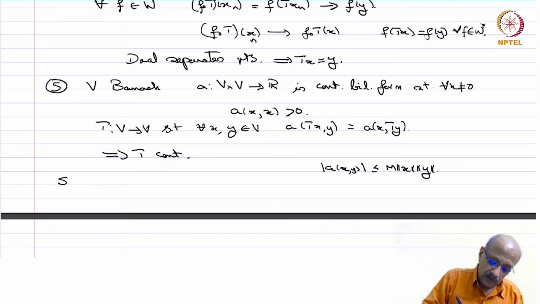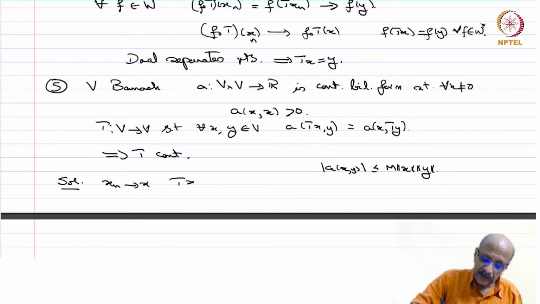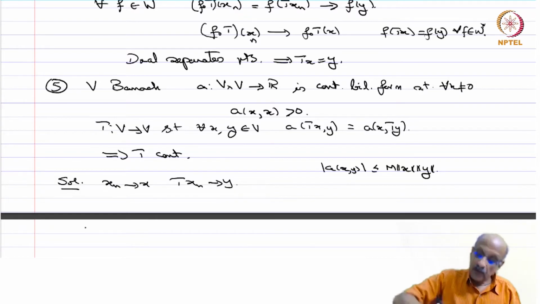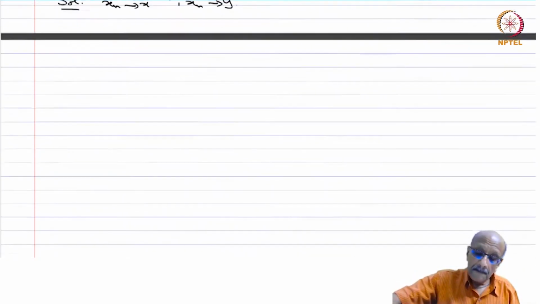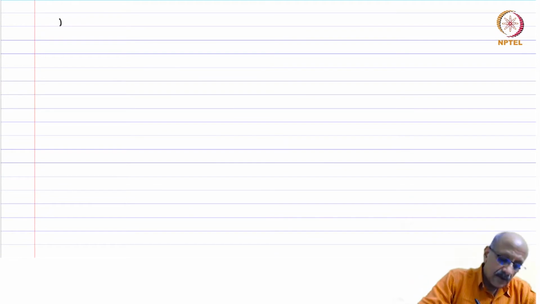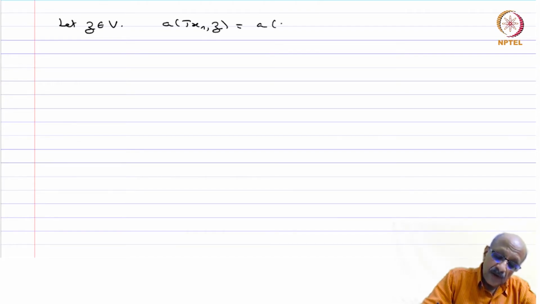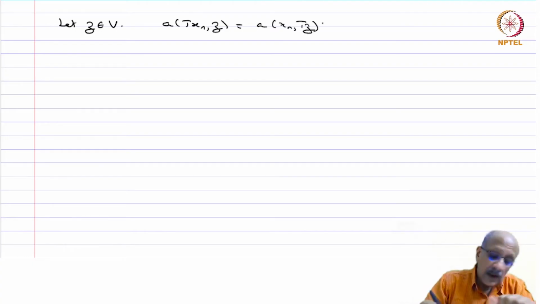So solution. So xn goes to x, and let us assume that T xn goes to y. So let z belong to V. So then you have A of T xn z equals A of xn Tz. So now you pass to the limit. So it is linear in each variable, and because of the continuity condition, it is continuous when the other variable is fixed.